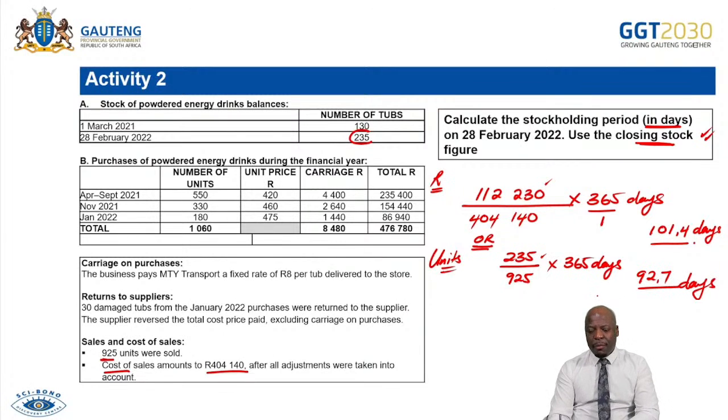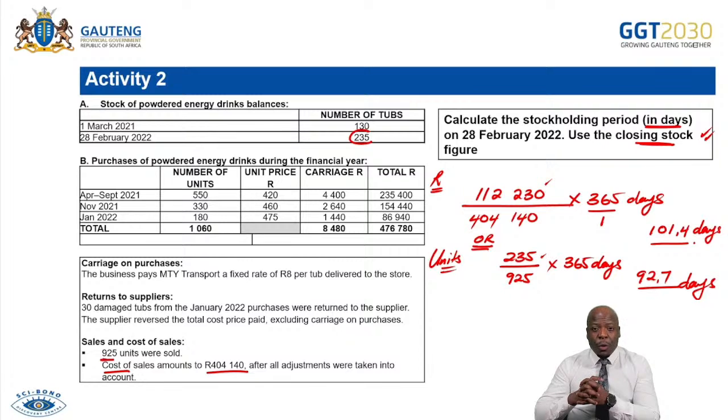92.7 days. So here I have two methods that I can use to calculate my stock holding period. I can use the rands or I can use the units. And both my answers will be considered correct, the rand value one and the calculation in units. Now, you can see that we are holding our stock for about 101 days, 101.4 days. And in the next one, we had our stock for 92.7 days.